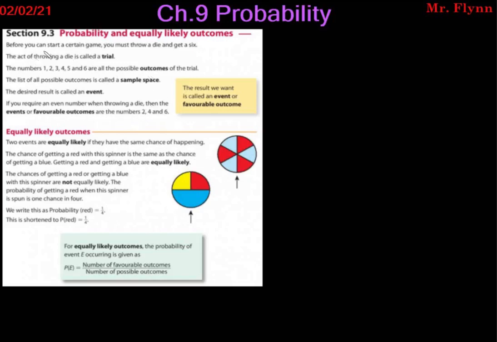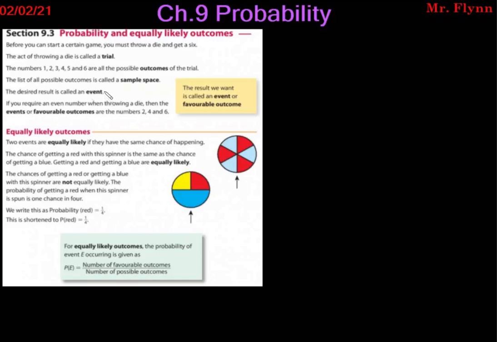So before you can start a certain game, you must throw a dice and get a 6. That particular activity is what we call a trial. You're throwing the dice and you're trying to get a 6 to get into the game. So the trial is throwing the dice. The outcomes that could occur are all the numbers of 1 to 6 for a fair dice. The sample space is the list of outcomes. So the only possible outcomes, we refer to that as the sample space of the experiment, or the trial.